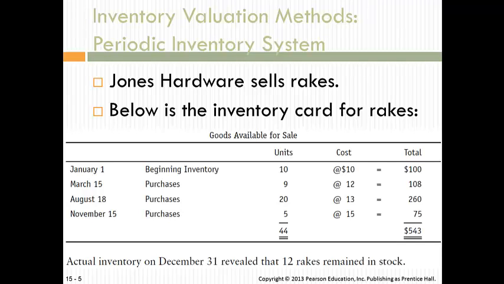August 18th, we made another purchase of 20 units at $13 each for a total of $260. And November 15th, yet another purchase of 5 units at $15 each for a total of $75. At the end of the year, Jones Hardware had total rakes available for sale of 44 at a total value of $543. So Jones counts his rakes at the end of the year and finds he has 12 left.